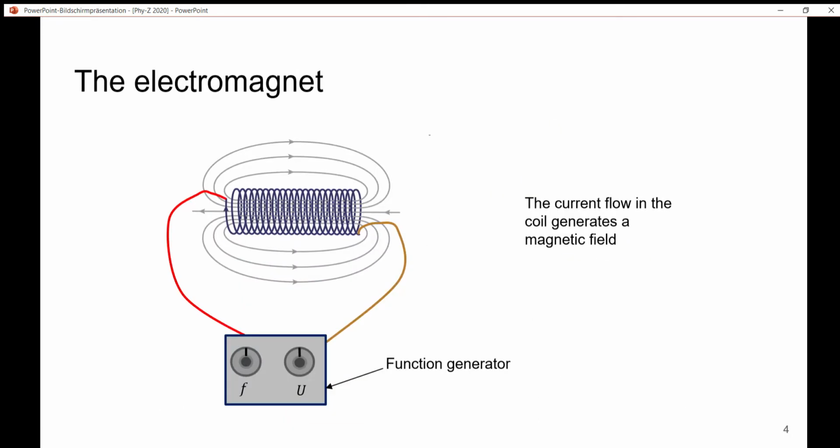Now to the electromagnet. The electromagnet works in that the current flowing in the coil generates a magnetic field. We can control this magnetic field by controlling the current and the frequency of the electromagnet.